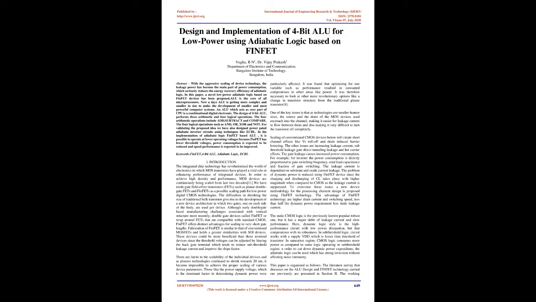There are limits to the scalability of the individual devices, and as process technologies continued to shrink towards 20 nm, it became impossible to achieve the proper scaling of various device parameters. Those like the power supply voltage, which is the dominant factor in determining dynamic power, were particularly affected. It was found that optimizing for one variable such as performance resulted in unwanted compromises in other areas like power. It was therefore necessary to look at other more revolutionary options like a change in transistor structure from the traditional planar transistor. One of the key issues is that as technologies use smaller feature sizes, the source and the drain of the MOS devices encroach into the channel, making it easier for leakage current to flow between them and also making it very difficult to turn the transistor off completely.